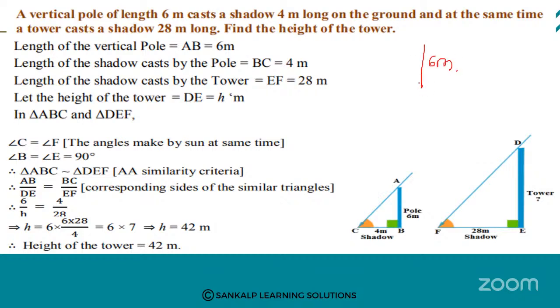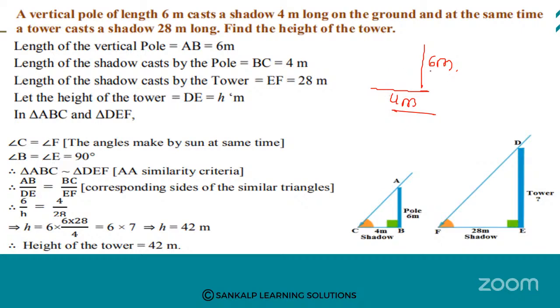Okay. What does it do? It casts a shadow that is 4 meter long on the ground at the same time. There is a pole. From that pole a shadow is being formed. How long is that shadow? It is 4 meter. It is formed on the ground. That is long on the ground. A shadow is formed on the ground. That is 4 meter long.